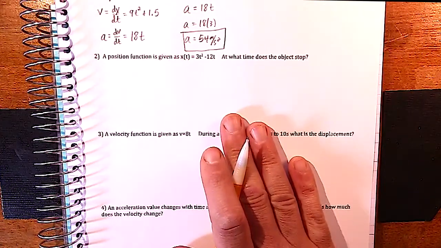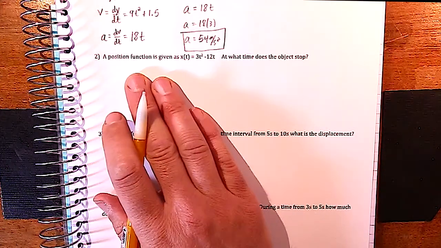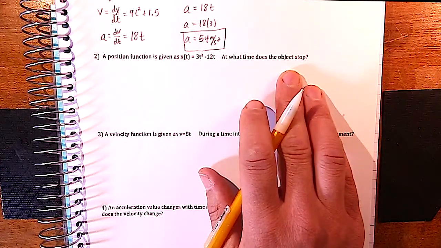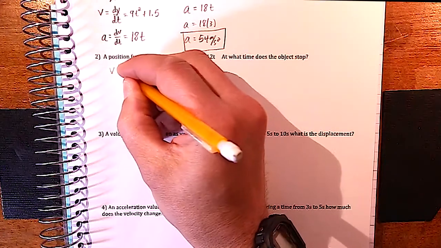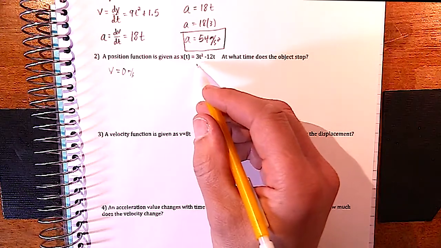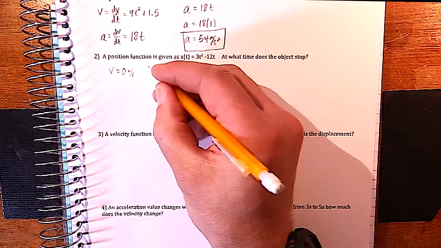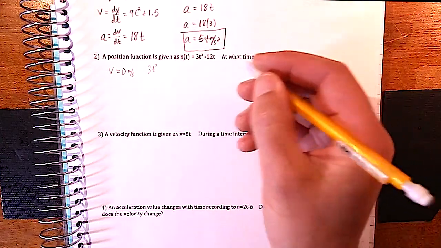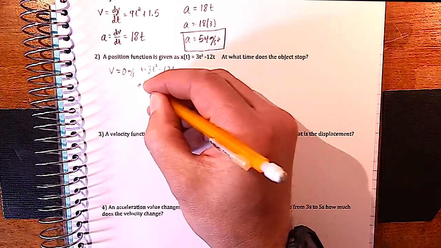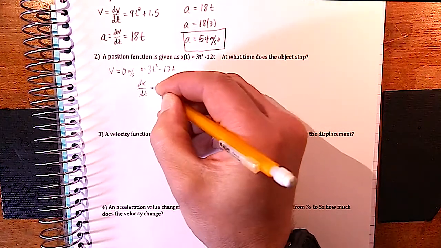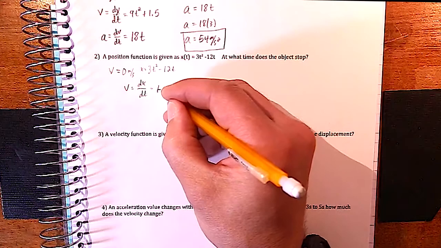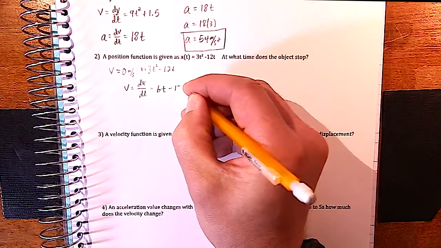Let's try another one. So they give us a position function of 3t squared minus 12t, and it says, when does the object stop? Well, the object is going to stop when the velocity becomes 0. But we don't have an equation for velocity, we have an equation for position. So we have our 3t squared minus 12t, and that's x. And if we take the first derivative, dx over dt, that's velocity. So that's going to be 6t minus 12.